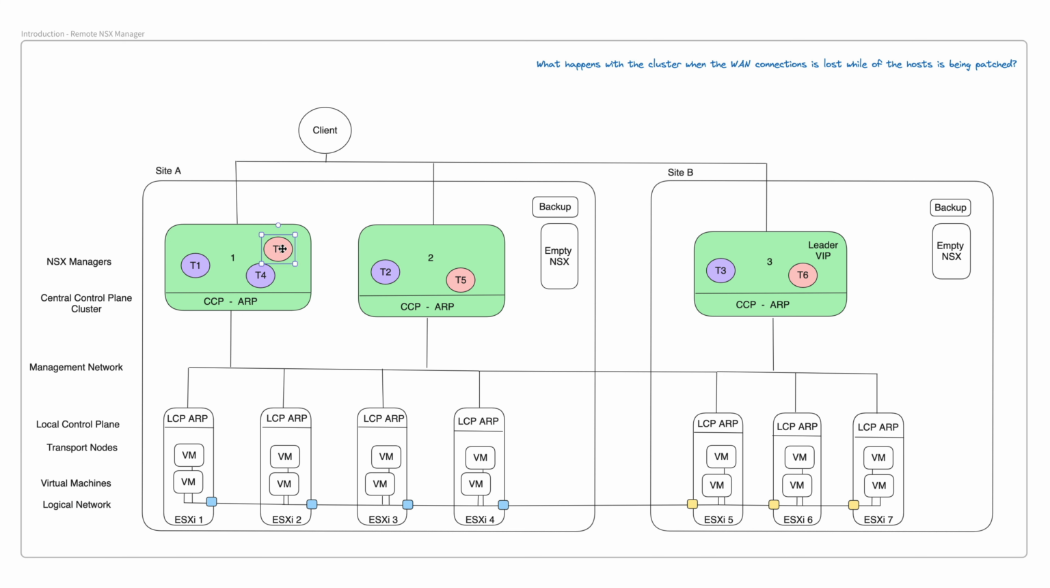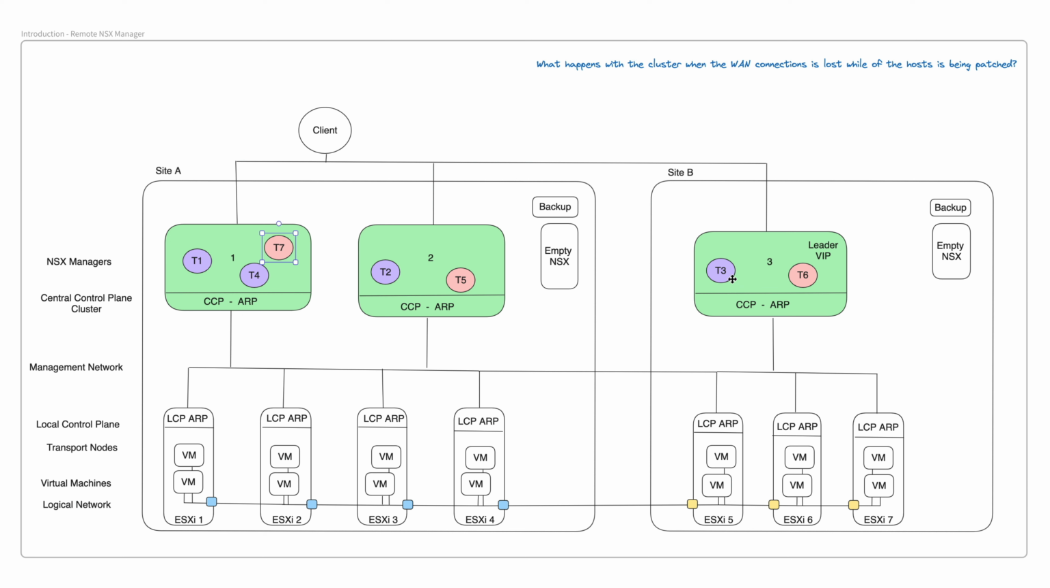So what are they hosting? They're hosting routing tables, they're hosting configurations of switches, they're hosting the central control plane, the MAC tables, the TEP tables, the IP tables. So this is the responsibility of the NSX manager on behalf of those transport nodes.